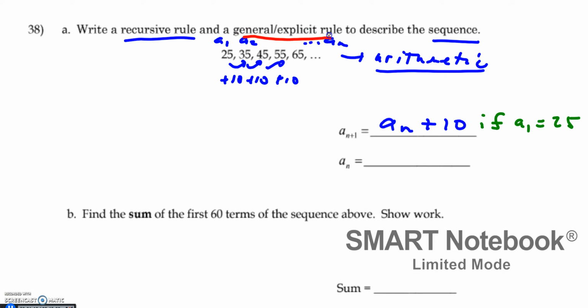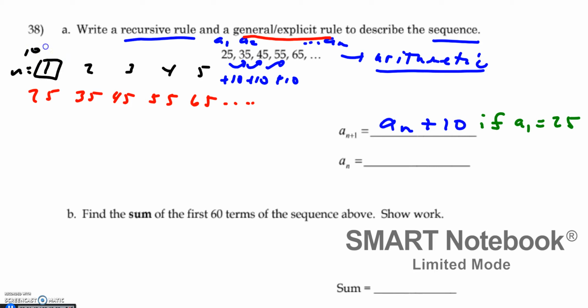The general or explicit rule could be found two ways, actually, and it depends on you. I'll do both, and you can choose which one you like more. So the first way that we did this at the beginning of the unit was we wrote n equals 1, 2, 3, 4, 5 above all of the numbers. And we used 10 as a slope because it was linear. We said, okay, let me take this n value and multiply it by 10. And if I do, I'd get 10. And then we asked, how did we get from 10 to 25? We added 15. Then we took the 2 and we multiplied it by 10.